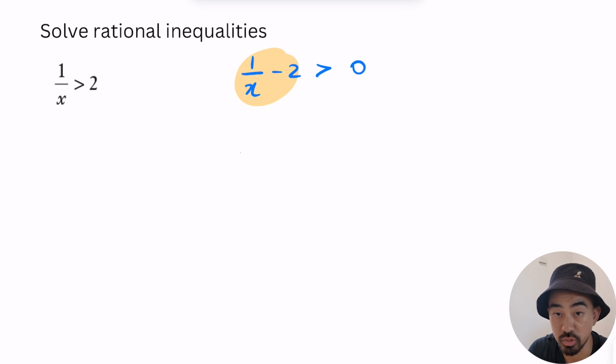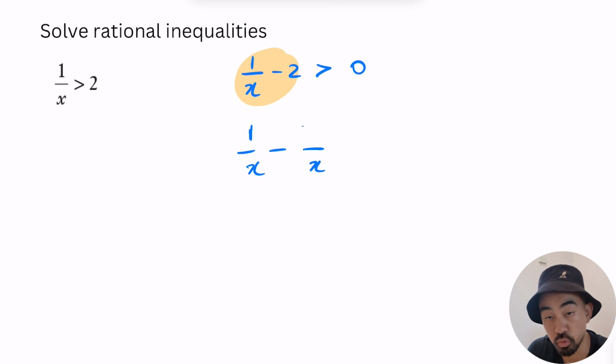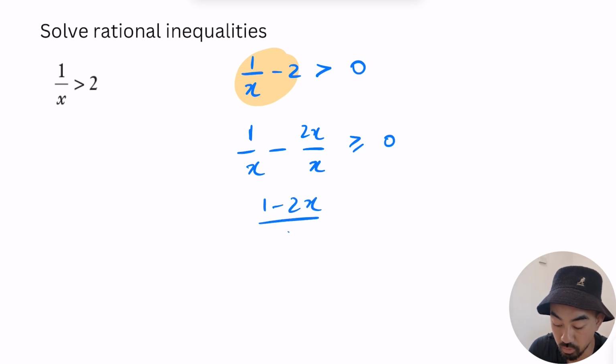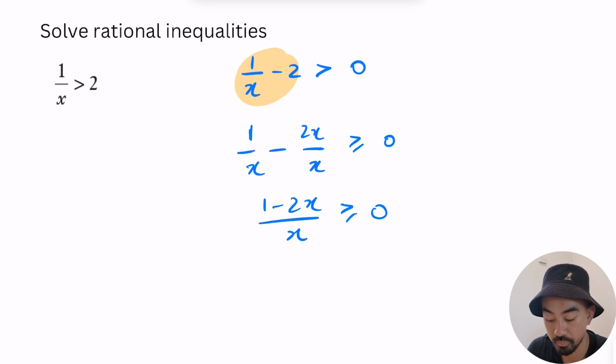Now 1 over x minus 2, so the lowest common denominator of that will just be x. That will stay as 1. You'll have to multiply 2 by x to keep that balance, and that's greater than or equal to 0. Let's just clean it up a bit. 1 minus 2x over x is greater than or equal to 0.